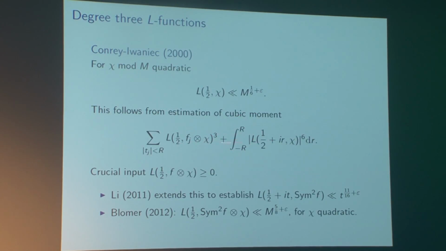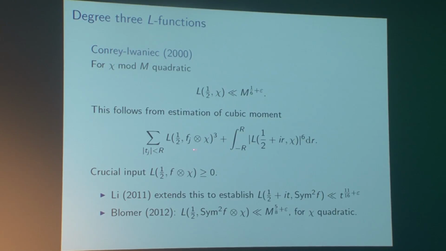And this works because you have this crucial thing that you have non-negativity of the values that you're adding. So there is some meaning in computing the cubic moment if the things are non-negative, because from there you can say something about the individual size of the L-function. So that's their technique. And using that, they could prove the Weyl bound in the level aspect for Dirichlet L-functions.